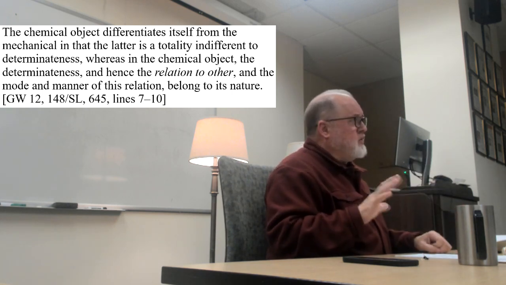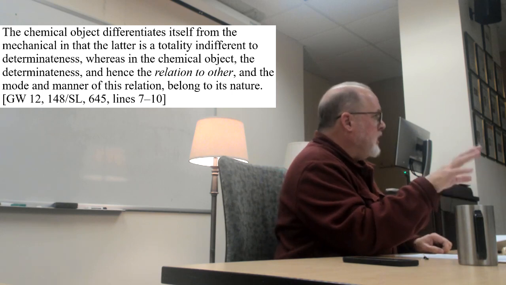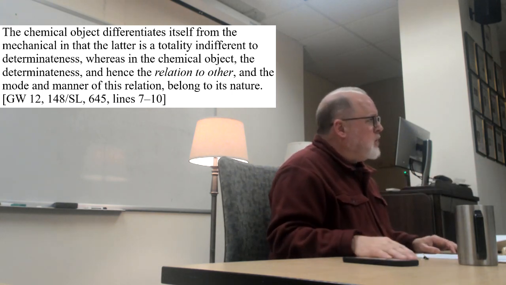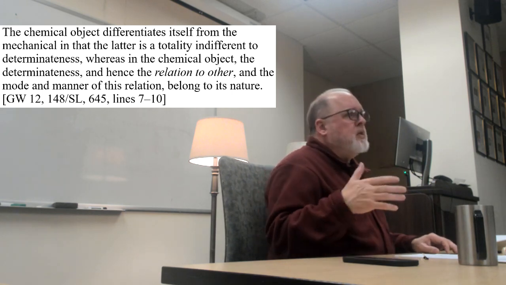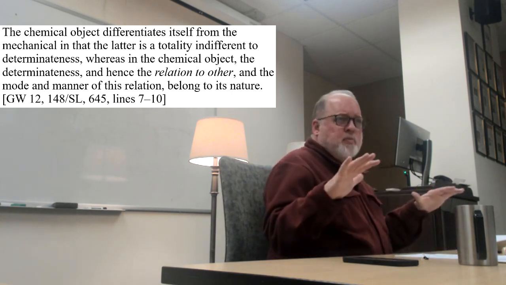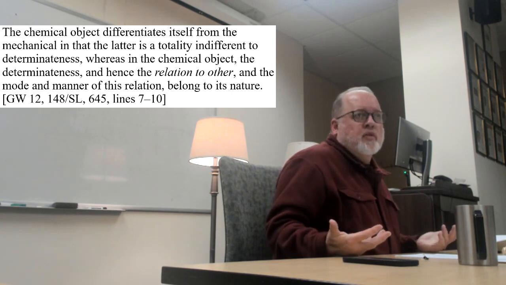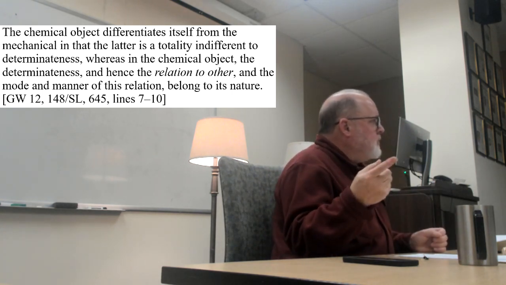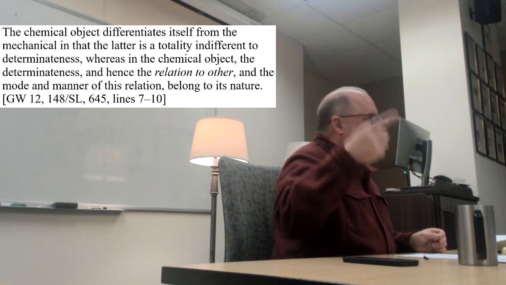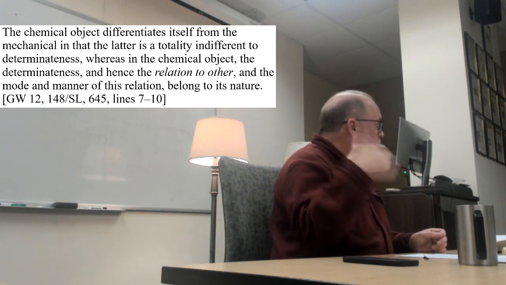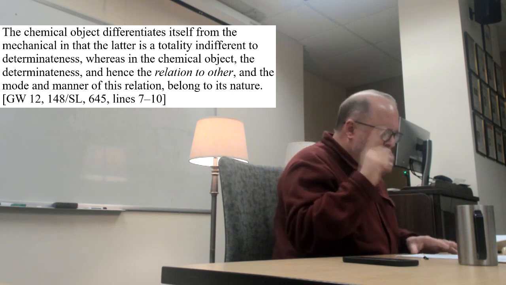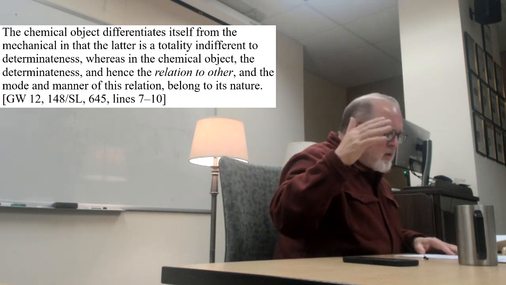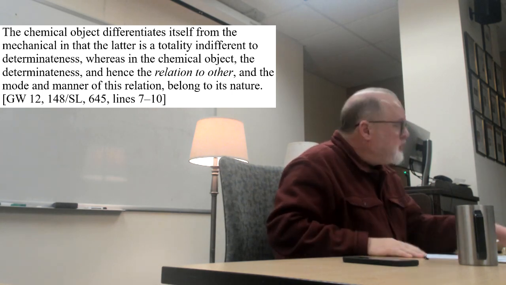Another way I'd put this is to say there are processes there. Hegel lays out mechanical processes, both formal and real mechanical processes. We'll talk about those again. But the objects at the mechanical dimension are caught up in those processes. They're not the doer of those processes. They're caught up in the processes, but they're not the agents of the processes themselves. That will change in chemism. So he says this: the latter, the mechanical, is a totality indifferent to determinateness.